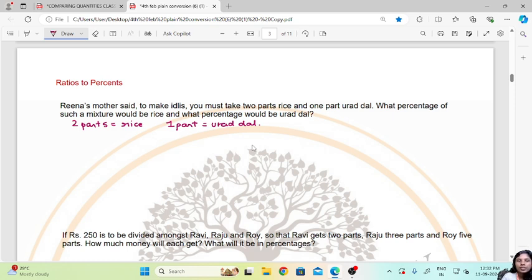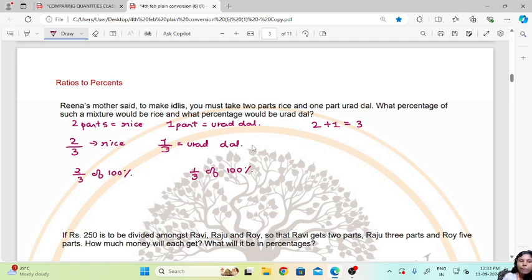Now there are 2 parts that is given. Now we have to find the total number of parts. So total number of parts will be what? 2 plus 1. Okay. So 2 parts and 1 part. So that will be 3. So we can write this same thing as an equation. So 2 upon 3 is rice, and 1 upon 3 is urad dal. So now what we have to find? We have to find the percentage of these two. So we have to find 2 upon 3 of 100% and 1 upon 3 of 100%.